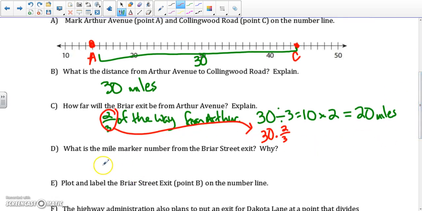So what mile marker will that be? Well, all we do is add it to our original point. Our original point A was at 14. We add 20 to it. So Briar Street is at 34. That's where exit B will go, 2/3 of the way to exit C. So it basically cuts it up into 10, 10, and 10, and exit B gets 2/3 of that distance. Think about those two examples when we get into the more difficult questions.